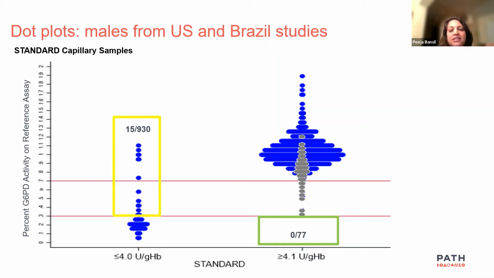Hence, in the context of malaria case management, males who are classified as normal by the standard test could safely receive primaquine. As the standard test overestimated the number of males classified as deficient, these 15 males who would be eligible for primaquine according to the reference test would not be eligible for primaquine by the standard test. Next slide, please.